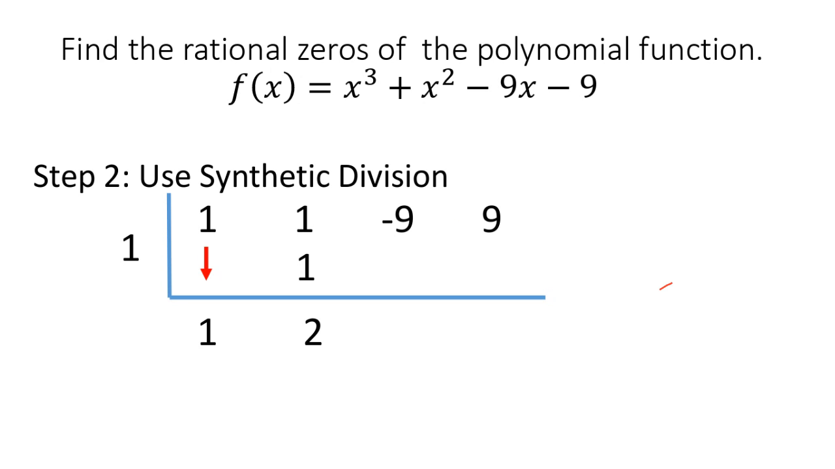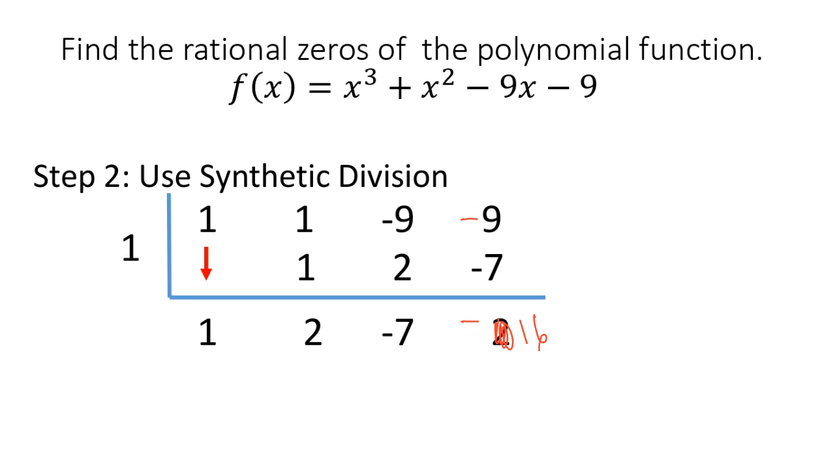So then here we bring down the 1. So 1 times 1 is 1, and we write it up here. 1 plus 1 is 2. So the next step is to multiply 1 times 2, which is going to give us 2, and -9 plus 2 is -7. And 1 times -7 is going to give us -16.